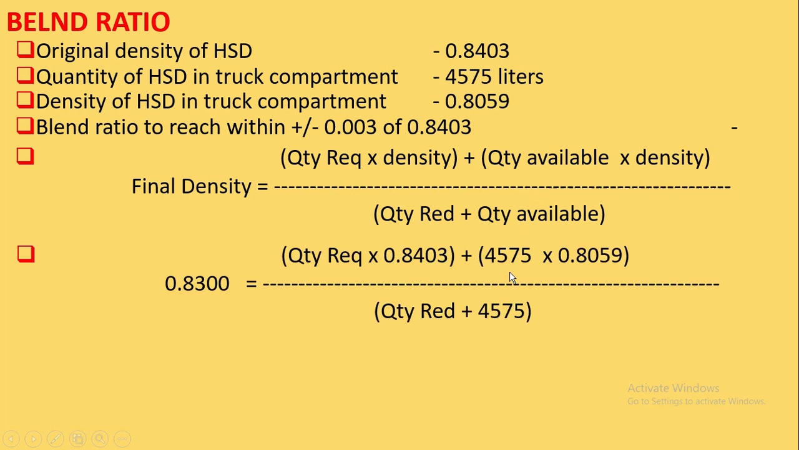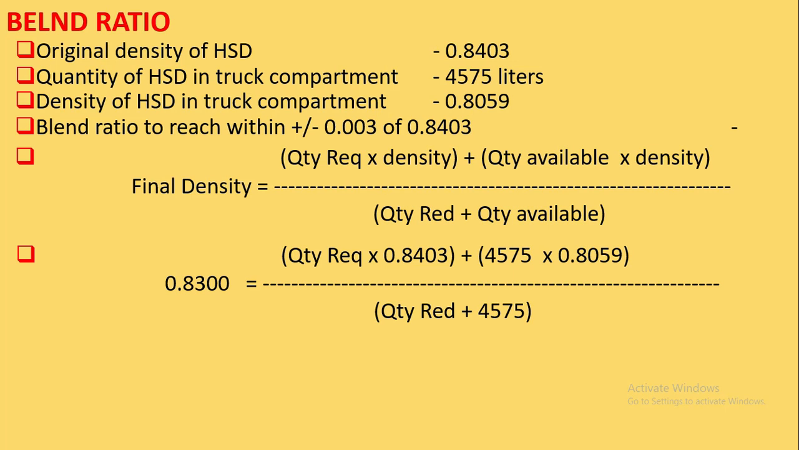If you apply this here, the formula will look like this. Your final density which you want to achieve is within 0.003 of 0.8403, but here I considered 0.8300. You are targeting to achieve this.